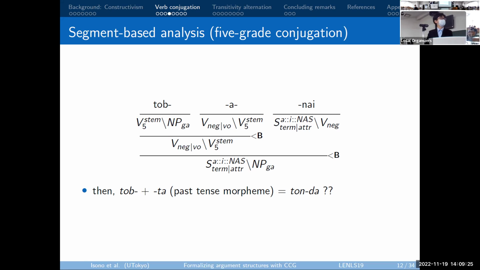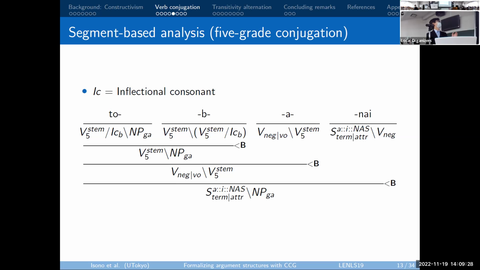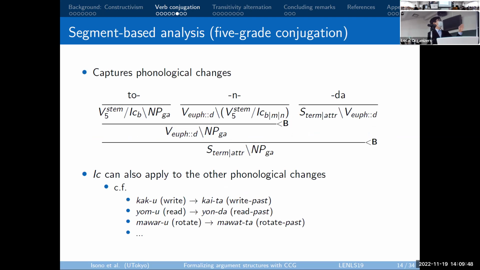So this is captured by further decomposing stems into two parts. The category of the former part, TO, means that it requires an inflection consonant to its right. Then we can make N override the requirement to get the string TON. This same analysis can be applied to the other types of phonological changes, like kaku to kaita and yomu to yonda.